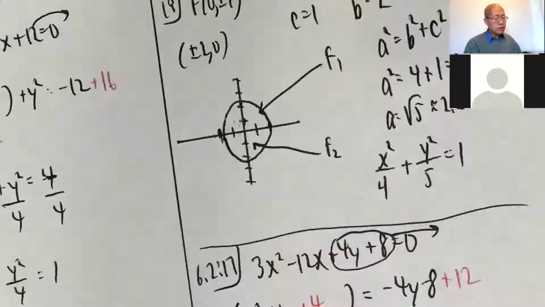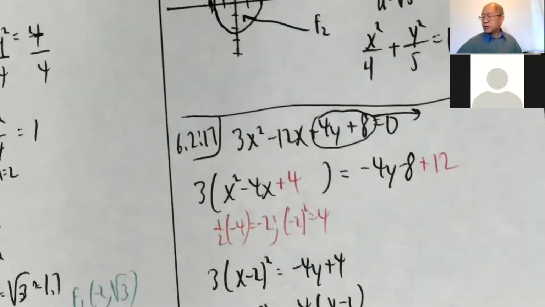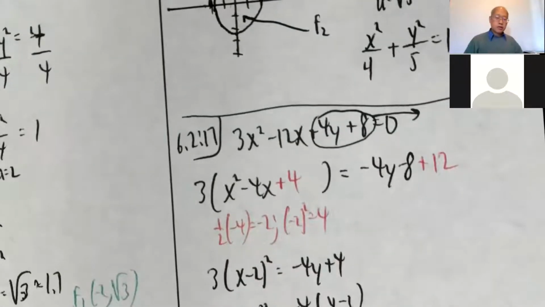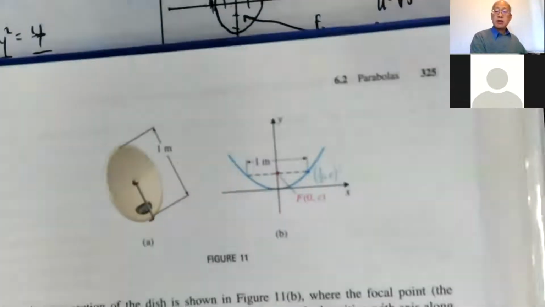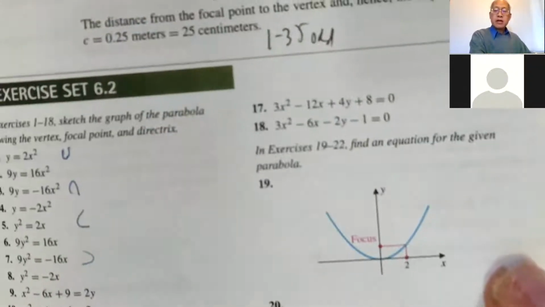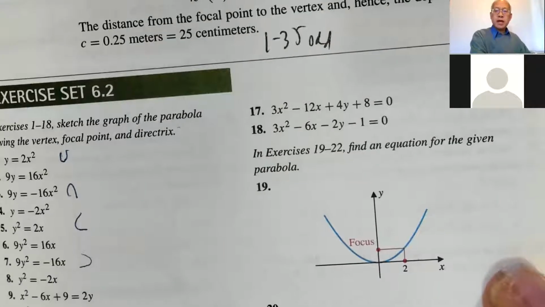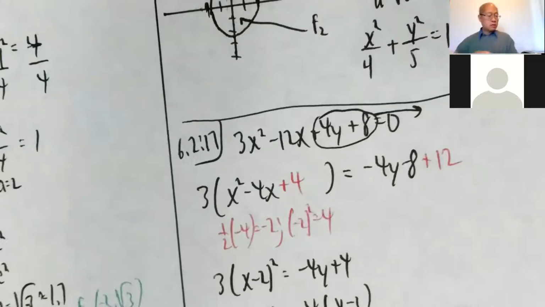Okay, and I'm just about done, folks. I want to go back and do one other parabola that I was asked about, 6.217, and then I'll stop after that. So I'll be done in a couple minutes, folks, unless anybody has a question. 6.217, page 325: 3x squared minus 12x plus 4y plus 8 equals 0. Go back and tackle that one.